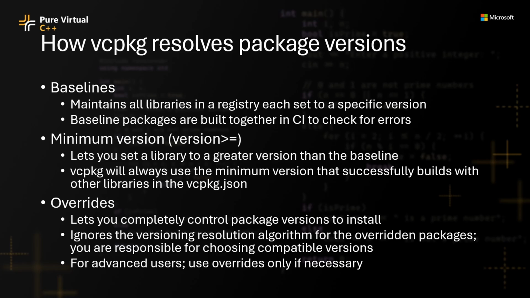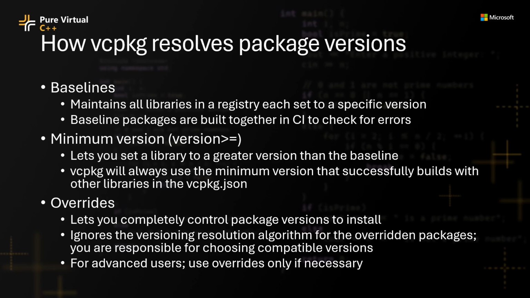If you set a minimum version constraint, it will only attempt to download a higher version if vcpkg detects that the minimum version won't build successfully with your other dependencies. But given a particular manifest file as input, vcpkg will always build the exact same set of dependencies every time, whether you do it today or 5 years in the future.